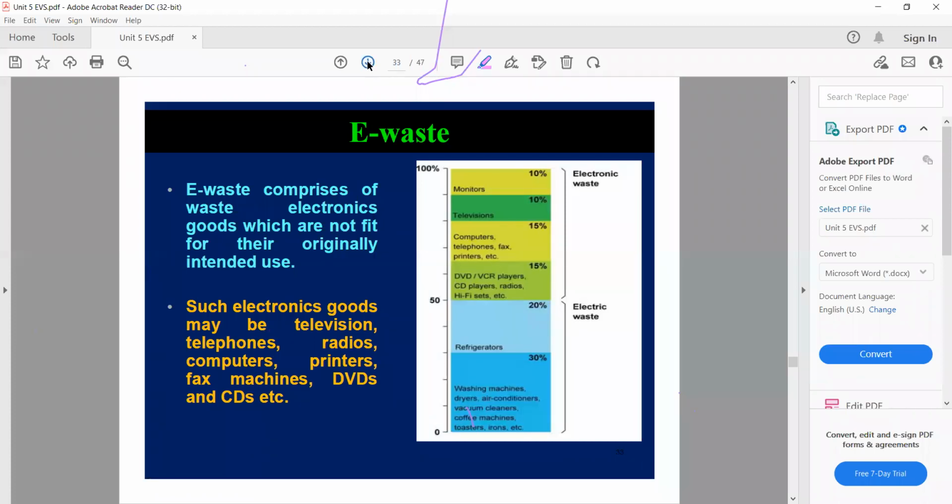Next, what do we have? E-waste. That is very important. This can come for a question in your exam. This can come for a 1-mark question or 2-mark question. Or it can also come for a 5-mark question. Write a short note on e-waste. What is e-waste? E-waste comprises of waste electronics, goods which are not fit for their originally intended use. Such electronic goods may be television, telephones, radios, computers, printers, fax machines, DVDs and CDs, etc. Fine.